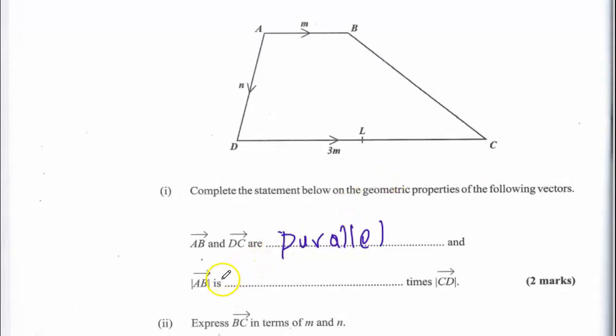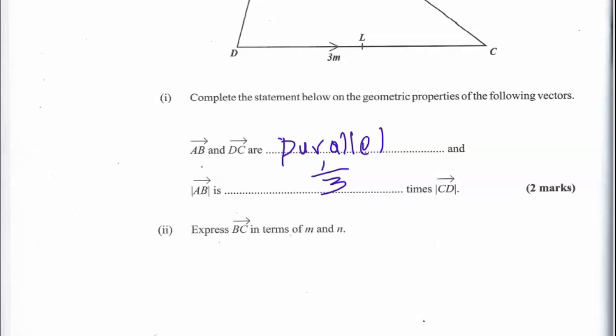The length, the magnitude of AB, is... notice the magnitude of AB is actually less than the magnitude of DC. So the magnitude of DC is 3 times the magnitude of AB, which means the magnitude of AB is actually 1/3 times CD. Careful.